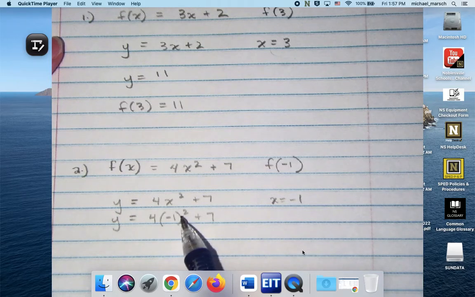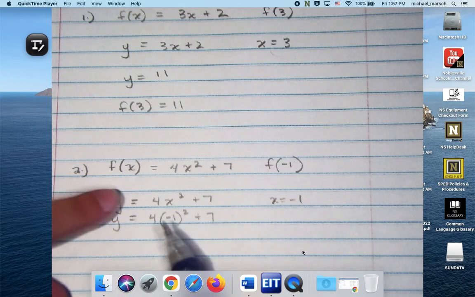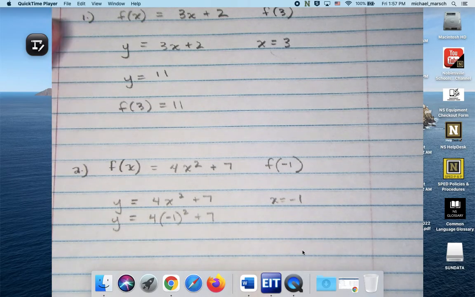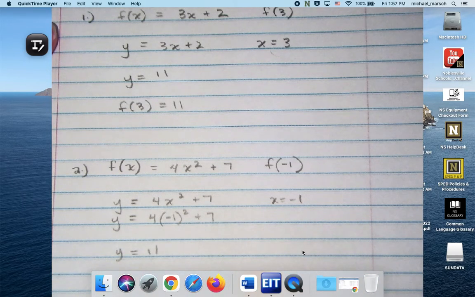I thought you had to do parentheses first. Well, that's 1. So if there was anything inside the parentheses, yes, we do that first. But since this is, then exponents is next, and then multiplying. So 1 times 4 is 4. 4 plus 7 is 11. So we know that y equals 11 again, which is weird. I'm sorry that happened. So the function of negative 1 is 11.